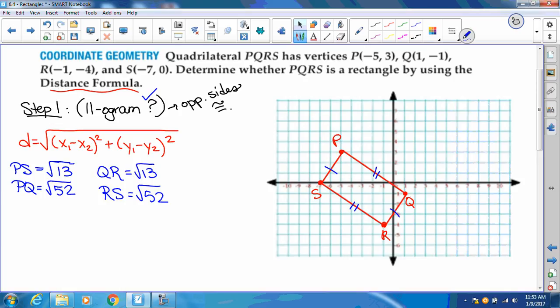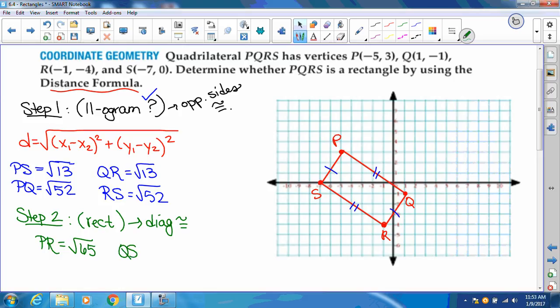Now, what we need to know is, specifically, is it a rectangle? And using the distance formula, how can we show that it's a rectangle? Well, we can show the distance of the diagonals are the same, so that the diagonals are congruent. So again, we would use the distance formula and find the length of PR. If you do the distance formula, you get square root of 65. And then you would do the length of QS, and you would get square root of 65.